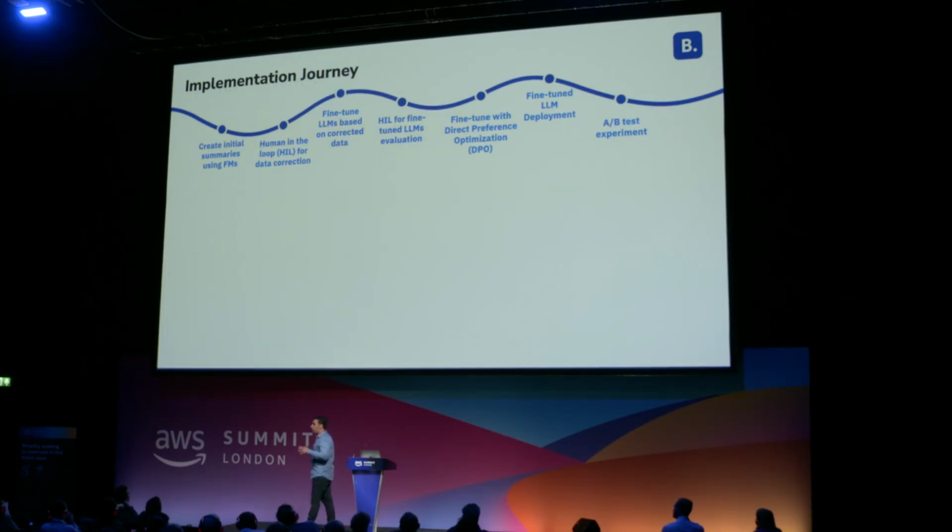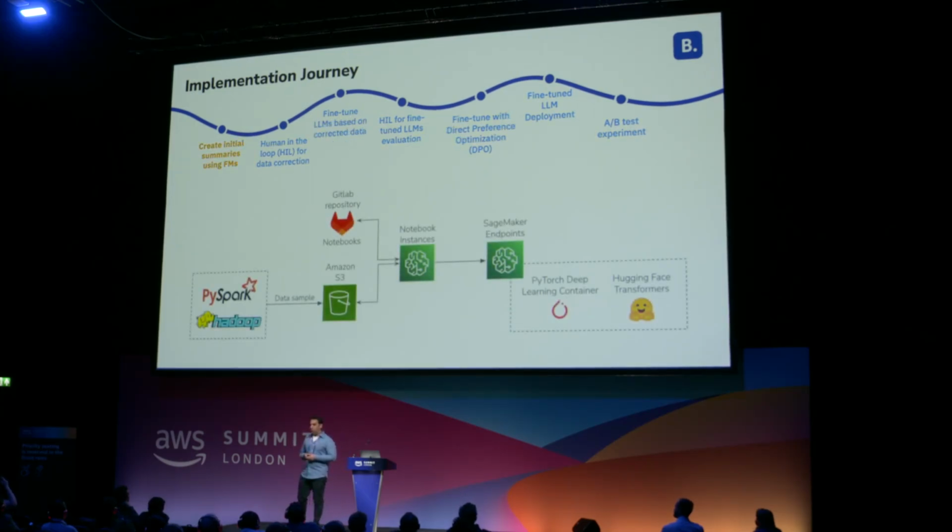So I'd like to show you the implementation journey that we made so far, and then I'll also talk about our future plans. We started by creating some initial summaries using foundational models. How do we do that? We have all the property descriptions stored in Hadoop tables. We created a small data sample and put it in Amazon S3. We took several foundational models and deployed them to SageMaker endpoints using notebook instances. And we worked with our product teams and content teams to review them and do some eyeball testing to see which model seems the most promising for us.